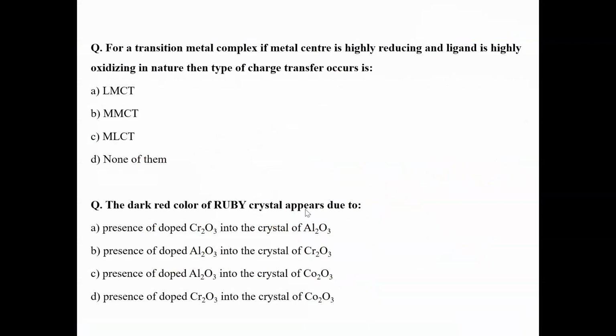So the next two problems. For a transition metal complex, if the metal center is highly reducing and the ligand is highly oxidizing in nature, then which type of charge transfer occurs? You have to choose between ligand to metal charge transfer, metal to metal (intermetal) charge transfer, metal to ligand charge transfer, or none of them. And the next question is asking about the dark red color of ruby crystals, as you study the doping of chromium oxide in alumina. You have to select the right option. So these questions are directly related to your theory part.